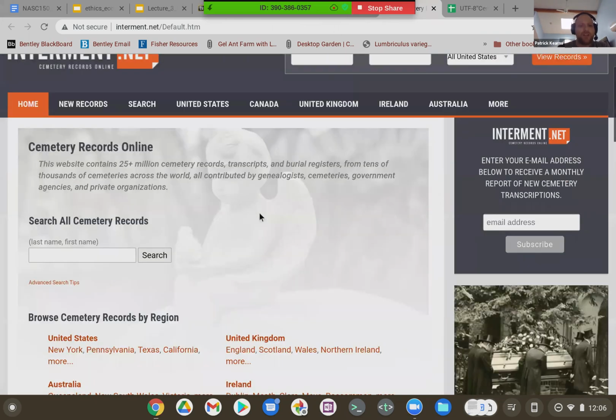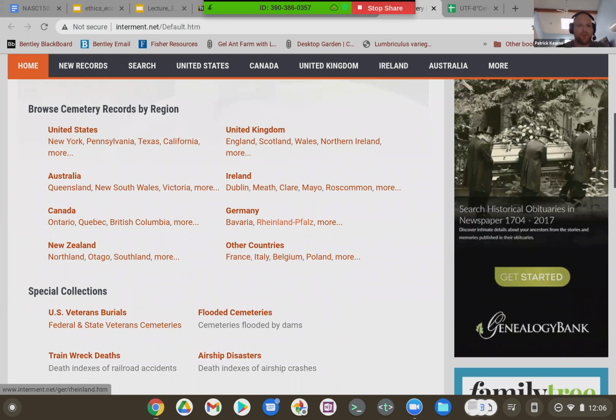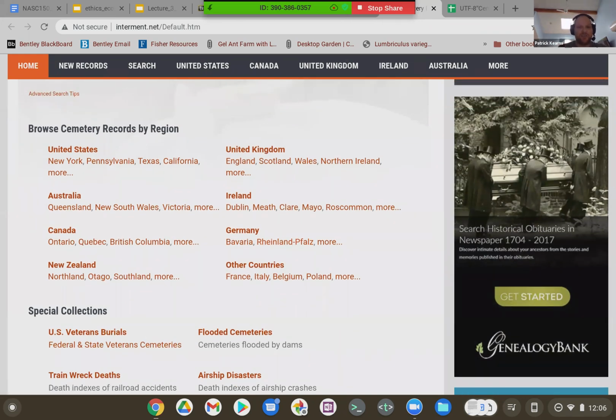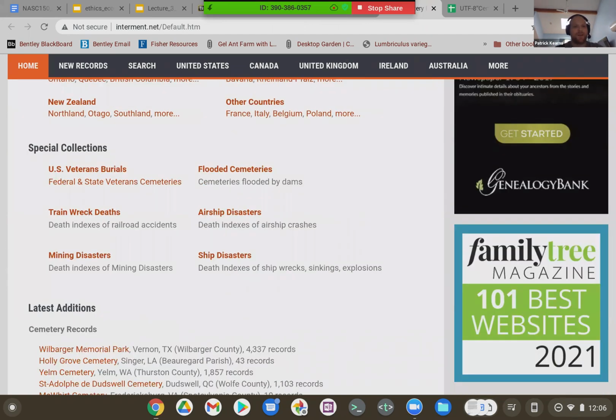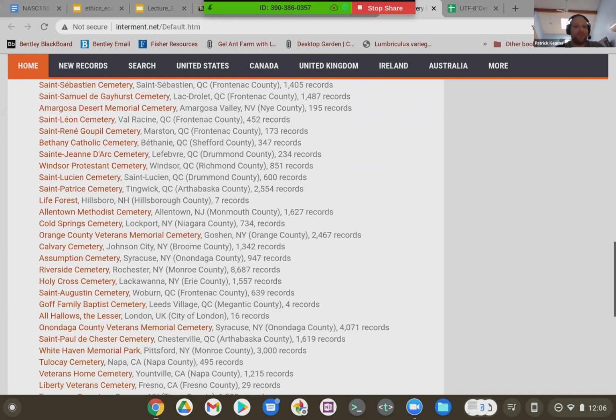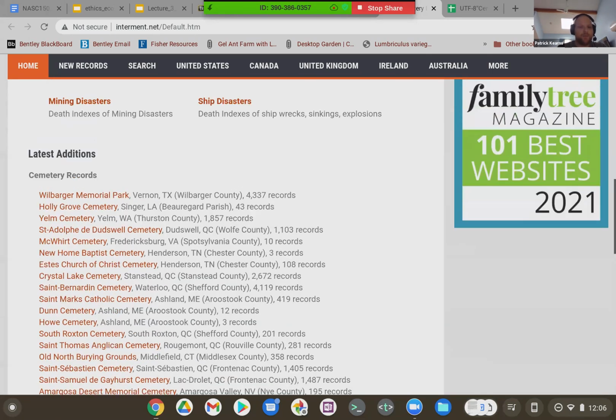All you need to do is scroll down on their main page and you get really cool things. You get browse cemeteries by region, so you can see UK, Australia, United States, New Zealand, other countries. Special locations, like veterans, flooded cemeteries, airship disasters, ship disasters. So they've got lots of cool stuff. And then if you keep scrolling down, they have very large and well-known cemeteries. For instance.